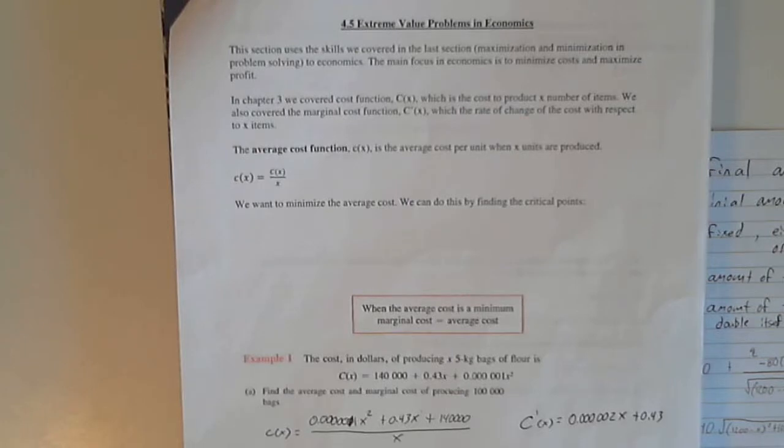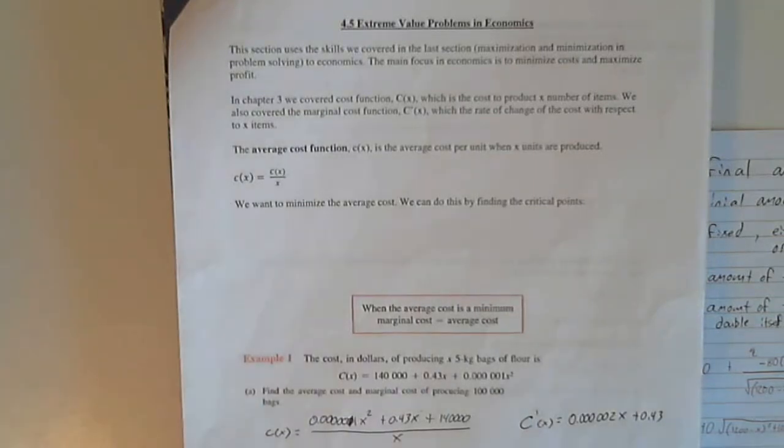So this section uses skills we covered in the last section, maximizing and minimizing problem solving in economics. So we already have some of our things down. We know what a demand function is. We know what a cost function kind of is. We know marginal demand. We know marginal revenue. Or at least have a basic understanding of those concepts. Now we're going to build on that.